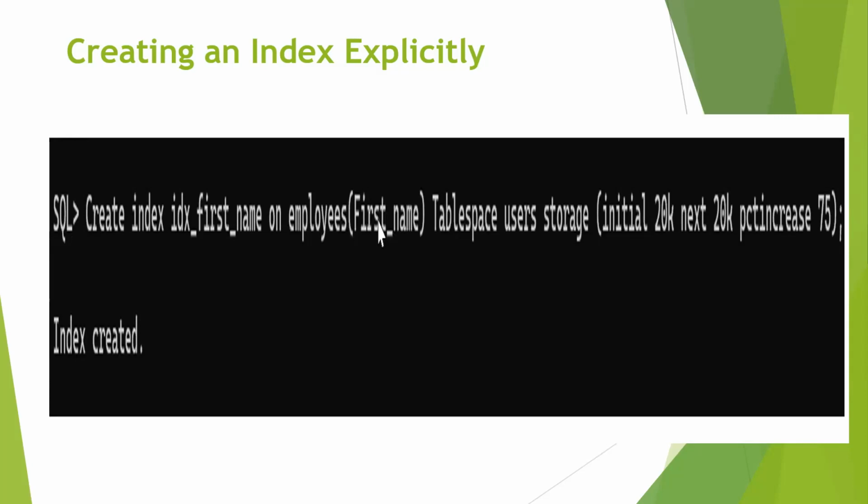So here we set it to another 20 kilobytes, right? The last part is PCT INCREASE 75. I'll talk about PCT later also, but at the moment you understand that it specifies the percentage by which the size of the index segment should increase when more space is needed. So here we set it to 75%, meaning that when additional space is required, the size of the index segment will increase by 75% of its current size.